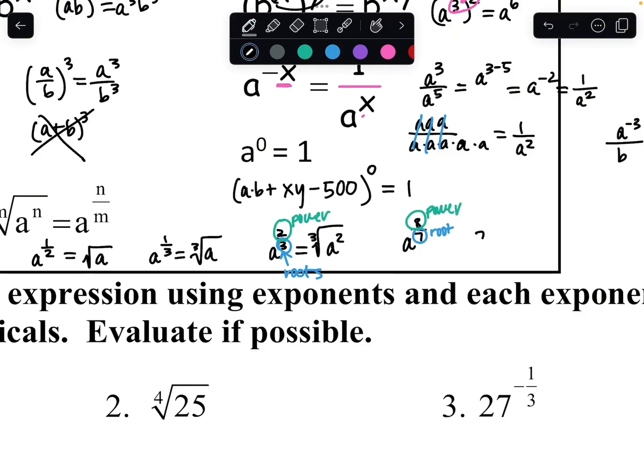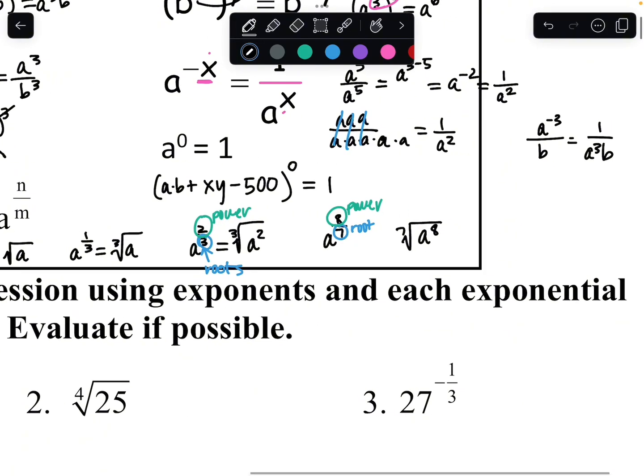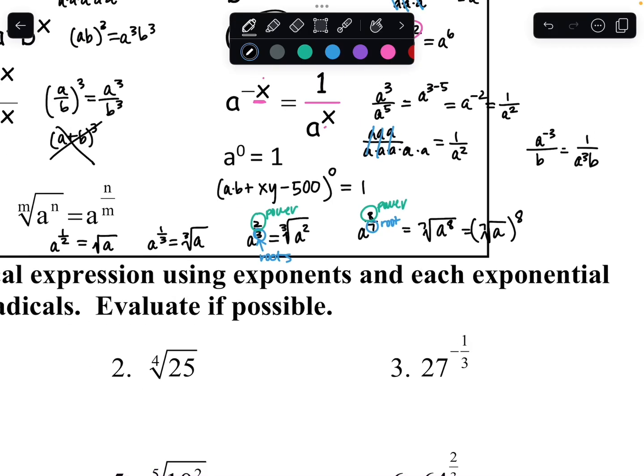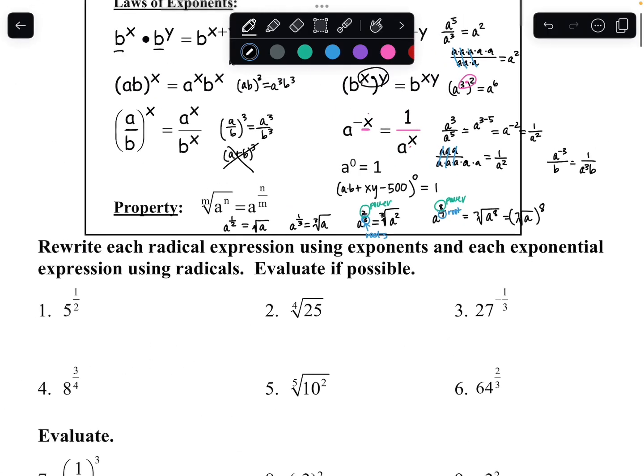And so I could rewrite that as the 7th root of a to the 8th. And you can actually put the 8 outside the root. Sometimes it's going to benefit you to take the root before the power, make the number smaller before you make it bigger.